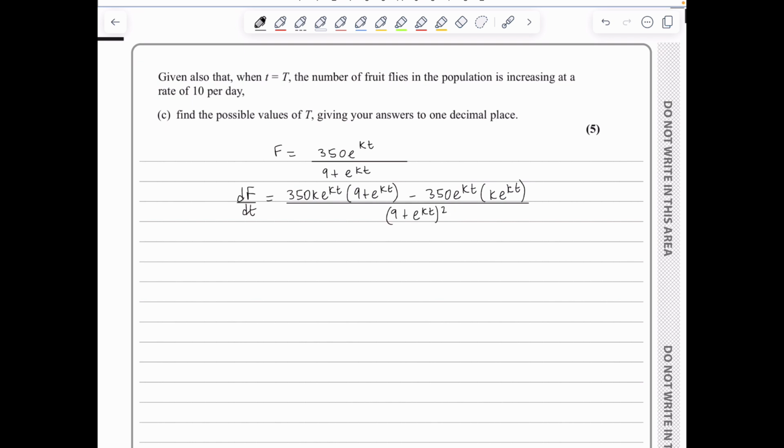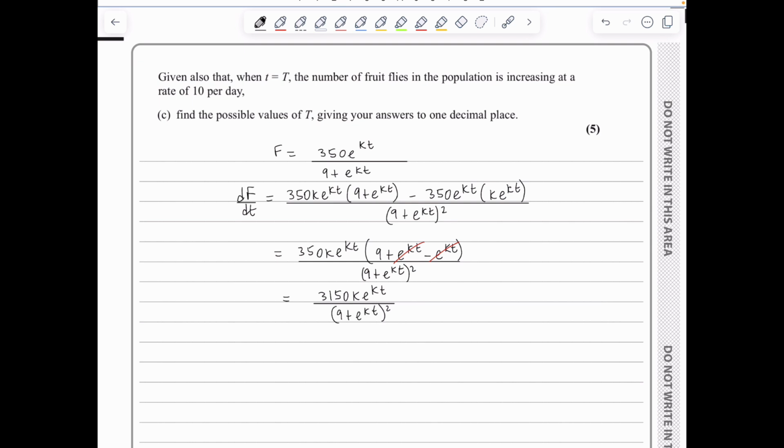Now notice that we've got a common factor of 350 k e to the kt, and we're left with (9 plus e to the kt minus e to the kt), close brackets, and all of it over (9 plus e to the kt) squared. So the e to the kt with the negative e to the kt in the numerator will simplify out, and this leads to an answer of 3150 k e to the kt over (9 plus e to the kt) squared.